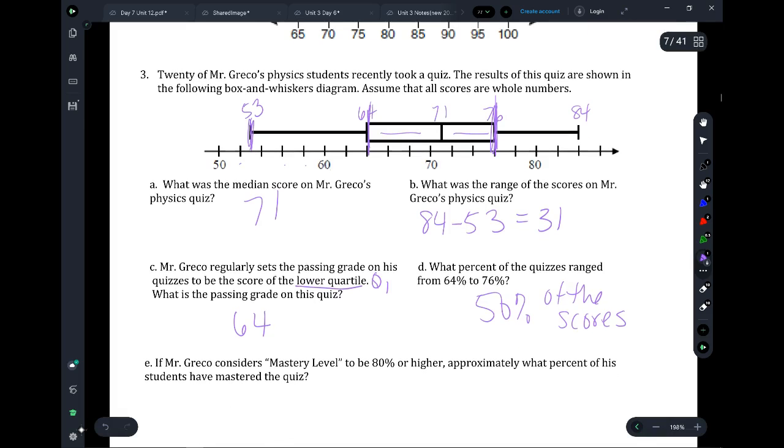And then last but not least, Mr. Greco considers mastery level to be an 80 or higher. Approximately what percent of his students got mastery? This is kind of tough to say because we definitely know that 25% of the data is in this range, but we can't really say that, even though that appears to be halfway, that half of the students fit in there. So we can say somewhere below 25%, but we cannot say 12.5%.